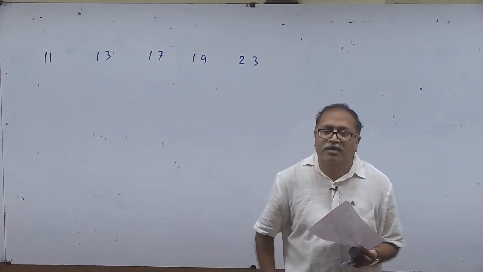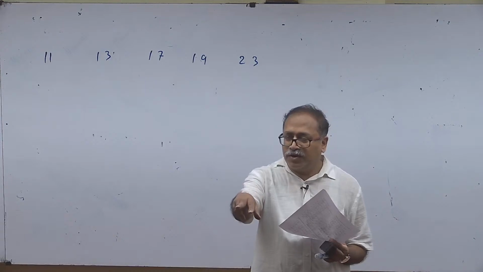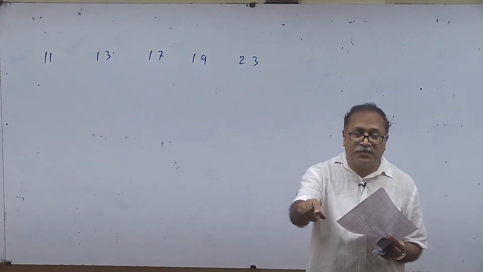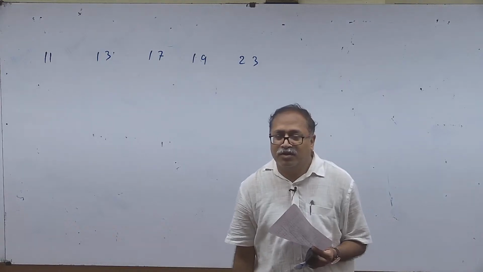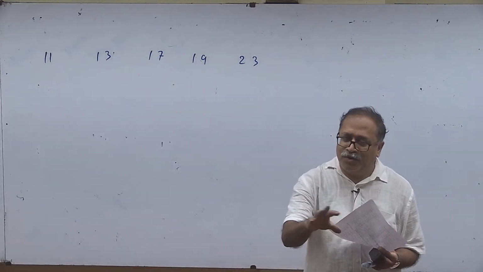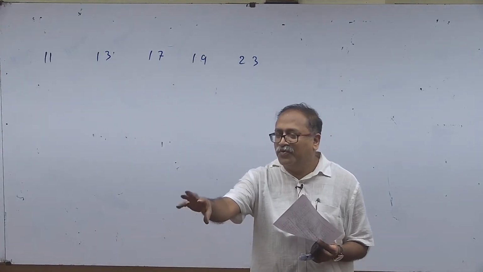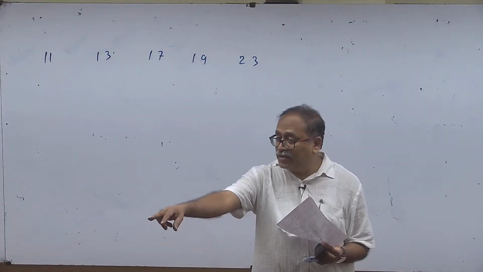41, next, 43, next, 47, that's right, next, 51? No. 59 is a prime number, but before that you skip one prime number. 53, then 57.